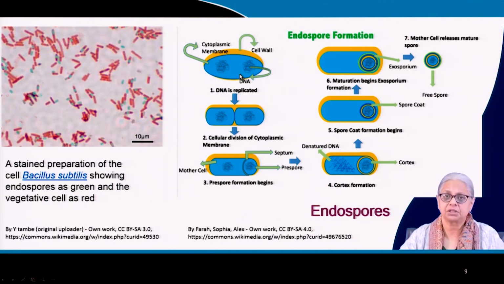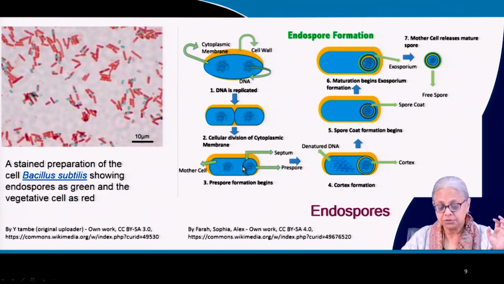So let's just go to how endospores are formed. The first step is the vegetative cell. The vegetative cell is unable to reproduce. That is the reason for producing the endospore. So this vegetative cell is going to replicate its DNA. So the DNA has been replicated. The first part is the same as binary fission. So you have replication of the DNA, cellular division of the cytoplasmic membrane, but the difference is that the daughter cells, which should be equal and capable of living freely, won't happen. So here you have the mother cell and you have the spore.